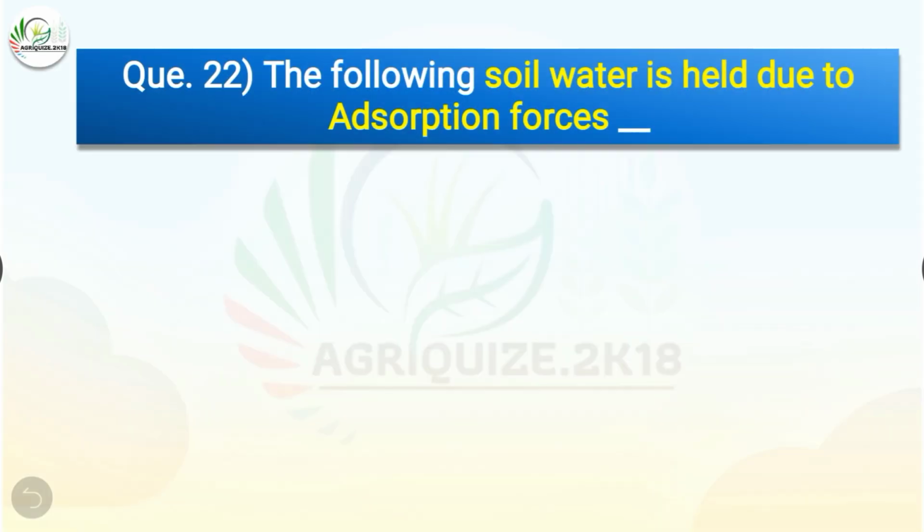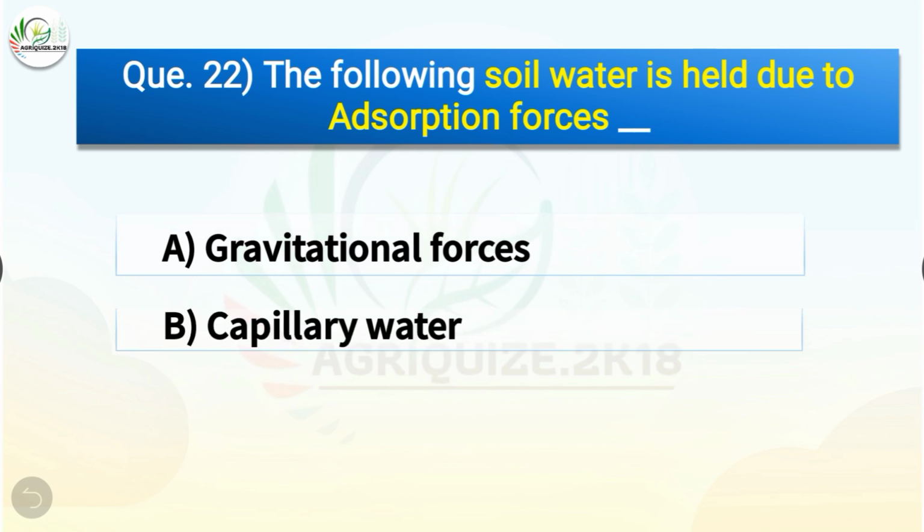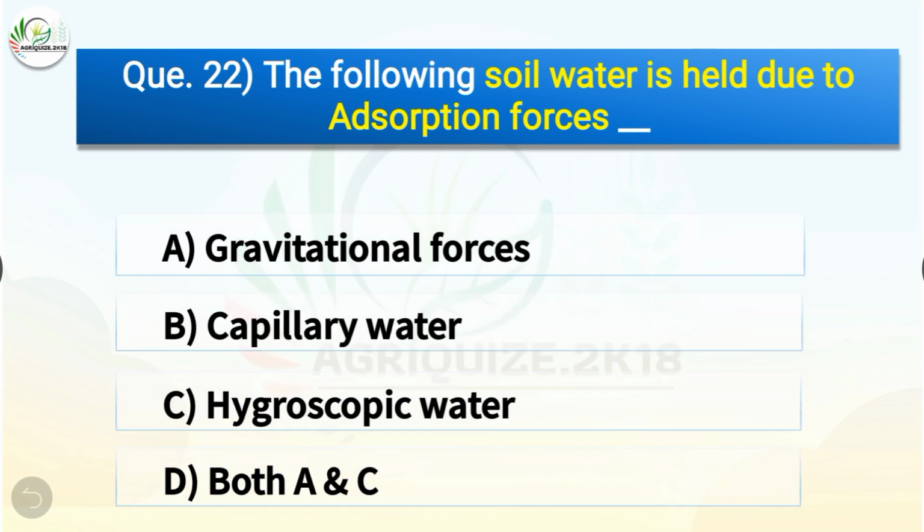Question number 22. The following soil water is held due to adsorption forces. The options are gravitational forces, capillary water, hygroscopic water, or both A and C. The correct answer is option C, hygroscopic water. So the soil water held due to adsorption forces is hygroscopic water.